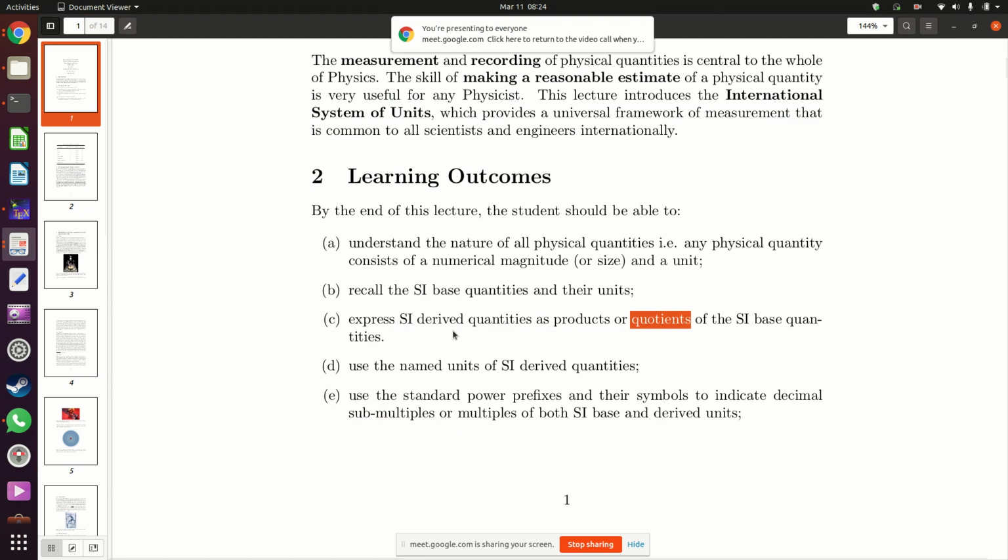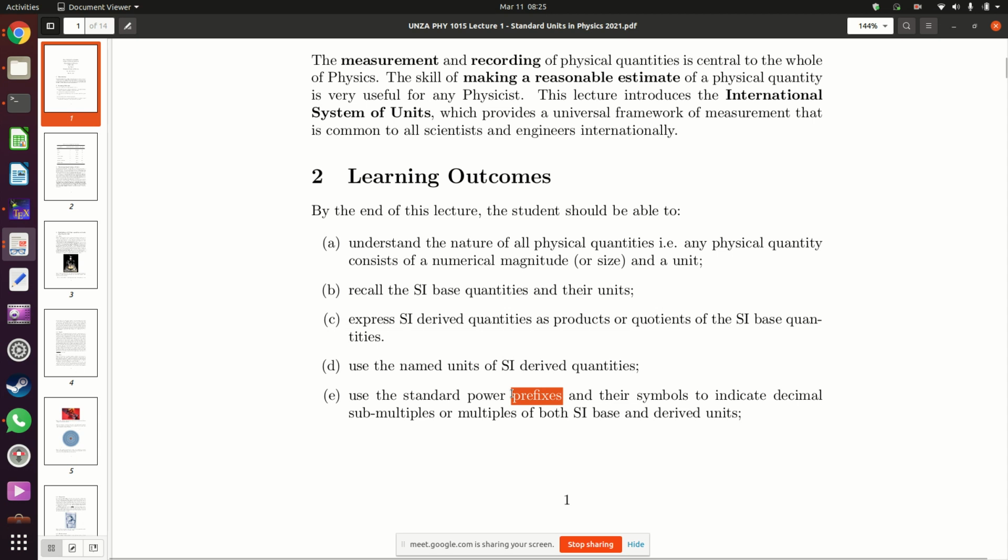Then the other thing we're going to talk about by the time we are done with this is something called standard power prefixes. Sometimes your physical quantity is very, very large, or very, very small, so you need to express it in a much more convenient way. That's where these standard power prefixes come in. A prefix is something you put in front of something. In this case, we put them in front of the unit.